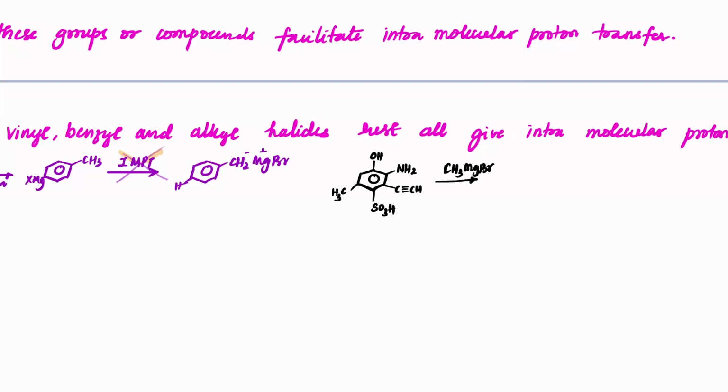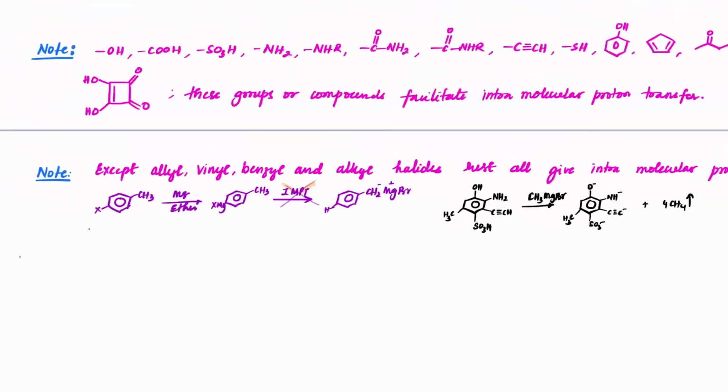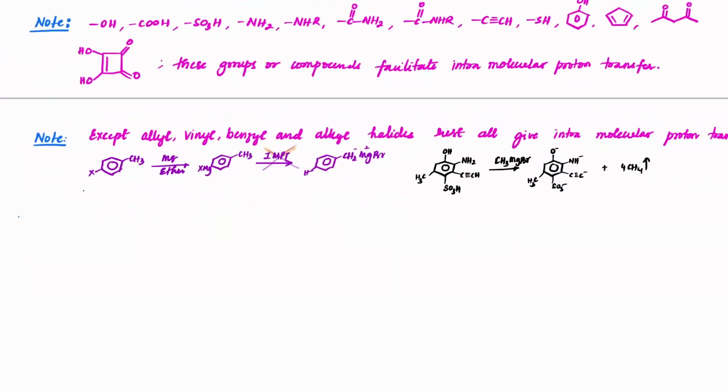MgBr, if you recall, a Grignard's reagent can pull hydrogen from all these positions. So it can pull the H plus from all these positions, and then you'll get this as O minus, NH minus, C triple bond C minus, SO3 minus, but not from CH3. That makes 4 moles of CH4 coming out of Grignard's reagent. So you know which of them are more acidic here. Clear? This is the main role of Grignard's reagent.